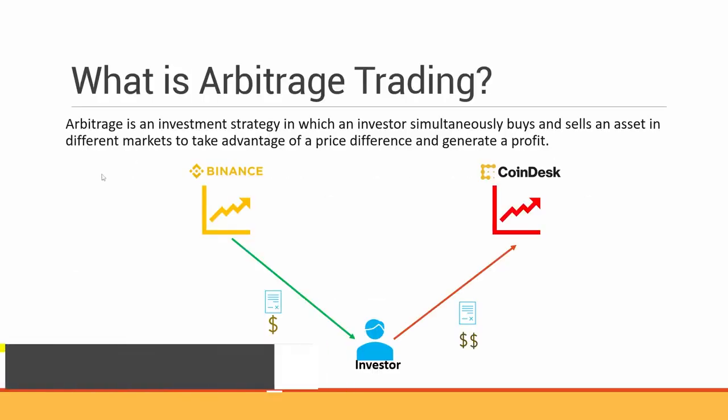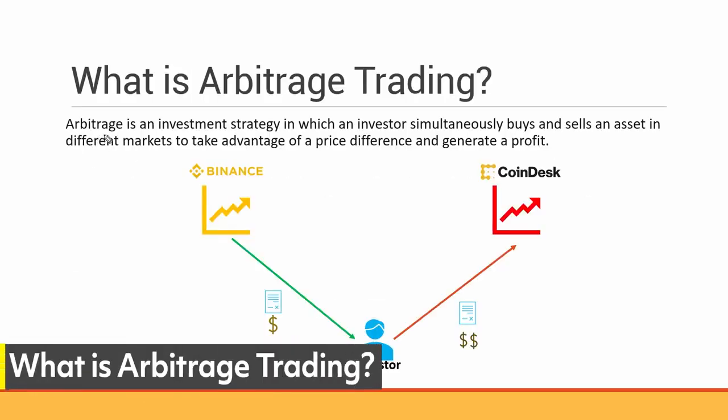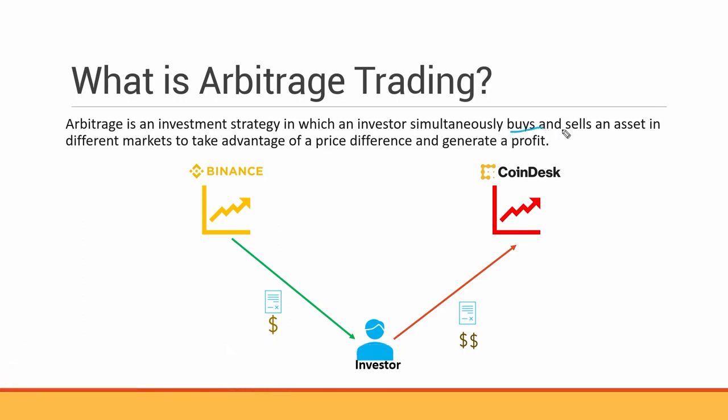First of all, let's talk about what arbitrage trading is. Arbitrage is an investment strategy in which an investor simultaneously buys and sells an asset in different markets to take advantage of the price discrepancy and generate profit.